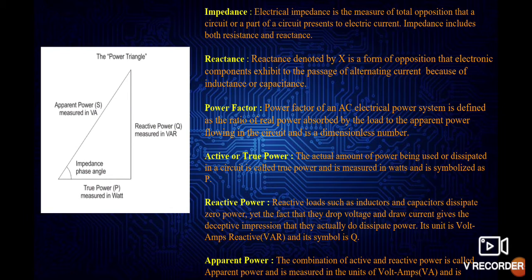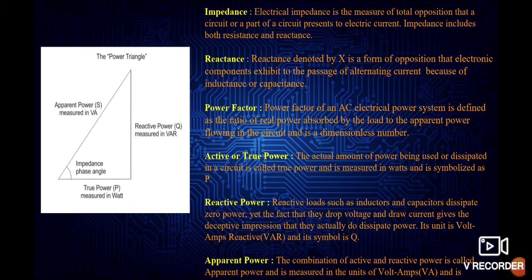Here we have given the definitions for the power triangle, that is the impedance, reactance, power factor, active or true power, reactive power, and apparent power. Now electrical impedance is basically the measure of total opposition that a circuit or a part of a circuit presents to electric current, and impedance includes both resistance and reactance.